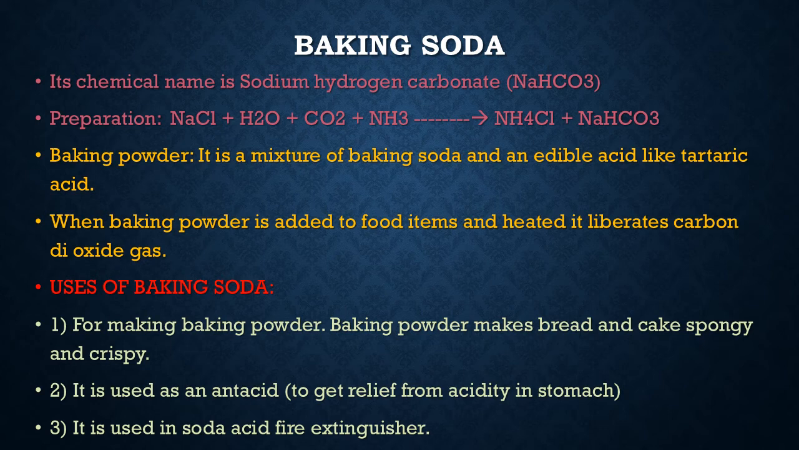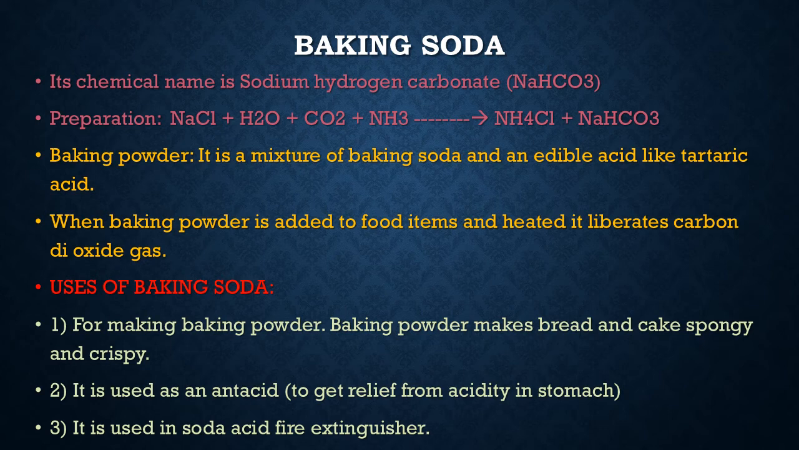Next, baking powder. Is there any difference between baking soda and the baking powder? Definitely, students. Baking powder is a mixture of baking soda and an edible acid like tartaric acid. Dear students, when baking powder is added to the food items and heated, it liberates carbon dioxide gas. This carbon dioxide gas makes the food item porous and spongy, and it also makes the pakoras and idlis, dosa, like that, tasty.